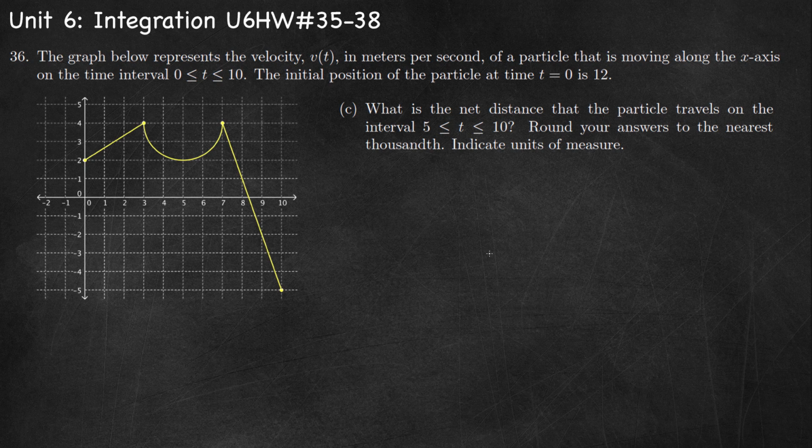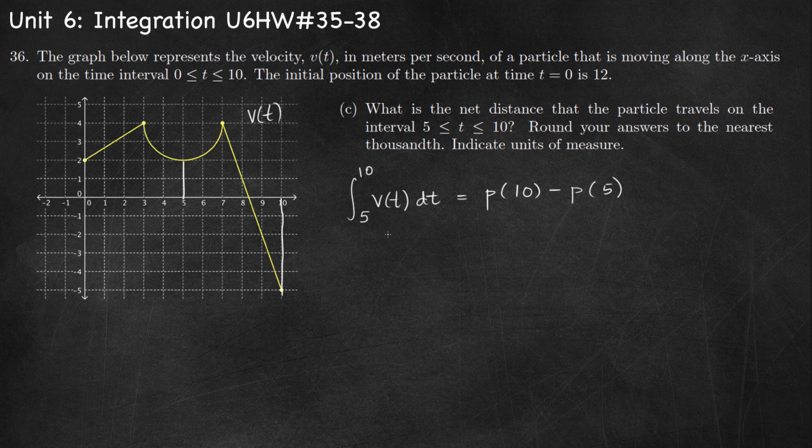Part C, what is the net distance that the particle travels on the interval from 5 to 10? So we're going to start here at 5, and we're going to stop here at 10. We want to set up an integral then. This is v of t. So we can set up our integral from 5 to 10 of v of t dt, and that's going to be P of 10 minus P of 5. And P of 10 minus P of 5 is the net distance traveled from time 5 to time 10.